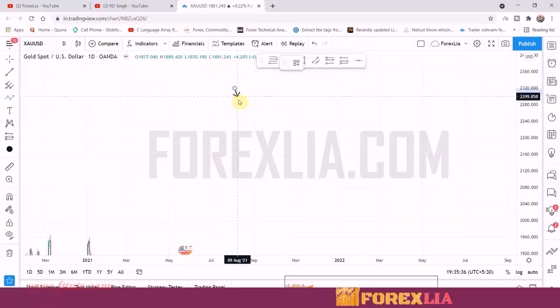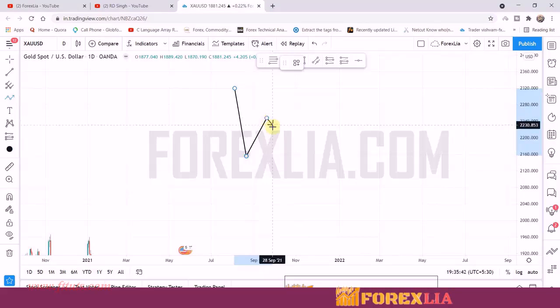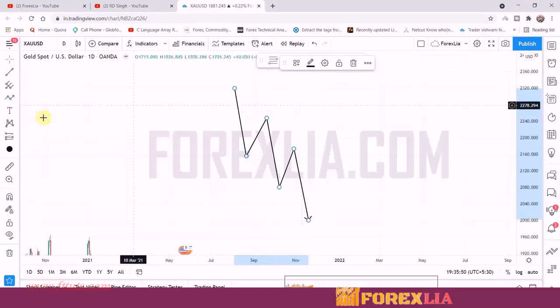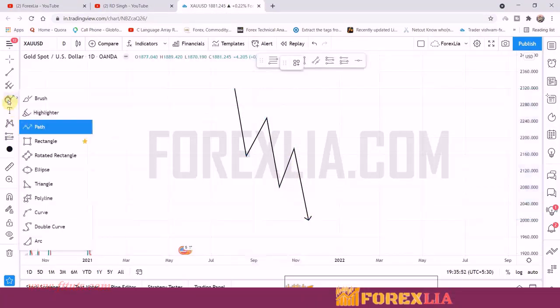Now let us see how the market works in the downside. First it starts falling from the high point and makes a low. After that it makes a low and a high from here. After that it makes a low, comes back up, and after that makes a new low.